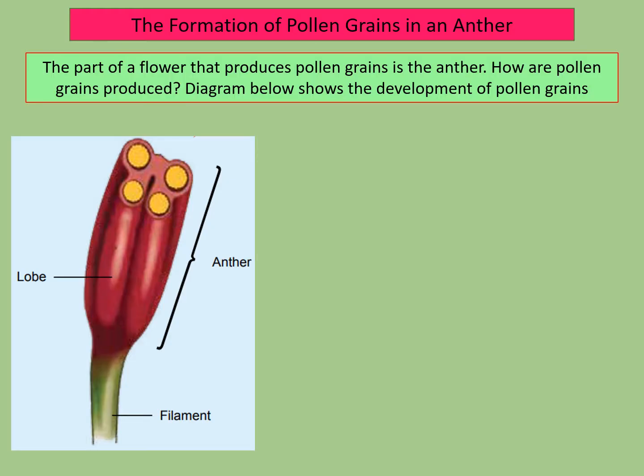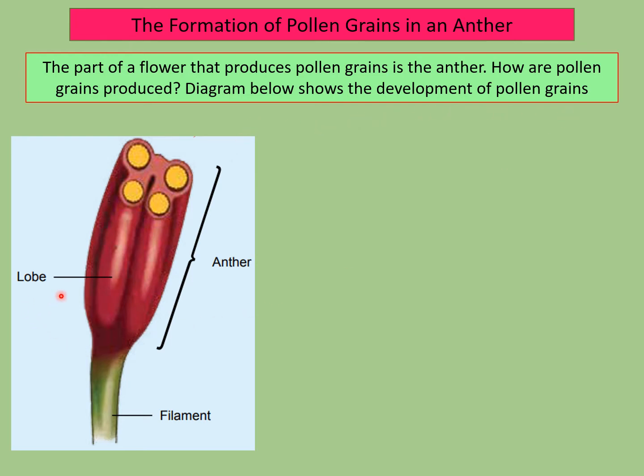The formation of pollen grains in an anther. The part of the flower that produces pollen grains is the anther. So this is the anther, okay. How are pollen grains produced? The diagram below shows the development of pollen grains.